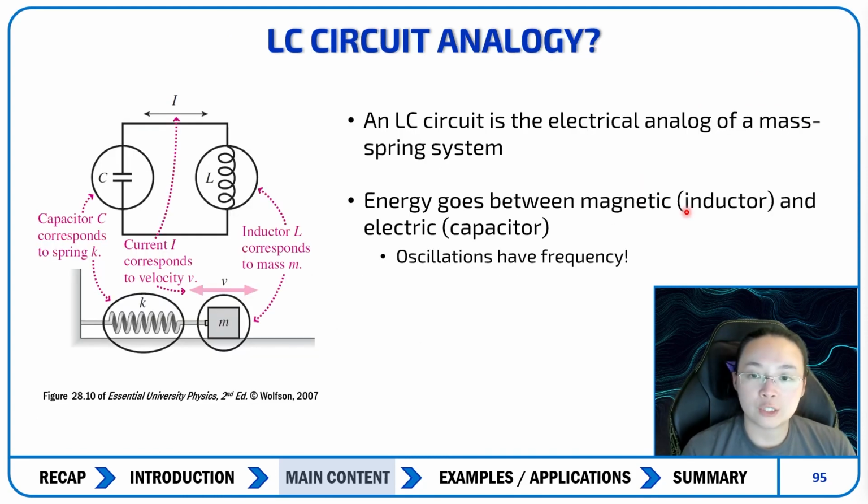So what is an analogy to the LC circuit? An LC circuit is the electrical analog of a mass spring system. So energy basically goes between the magnetic and electric components, the inductor and capacitor, and it's basically like an oscillation, and every oscillation is going to have a frequency. So that means we should be able to analyze the frequency of an LC circuit.